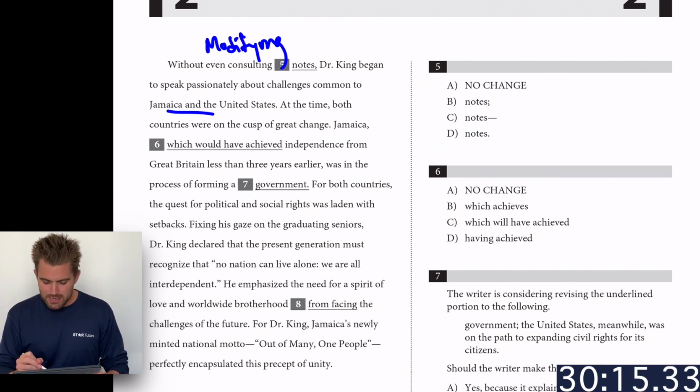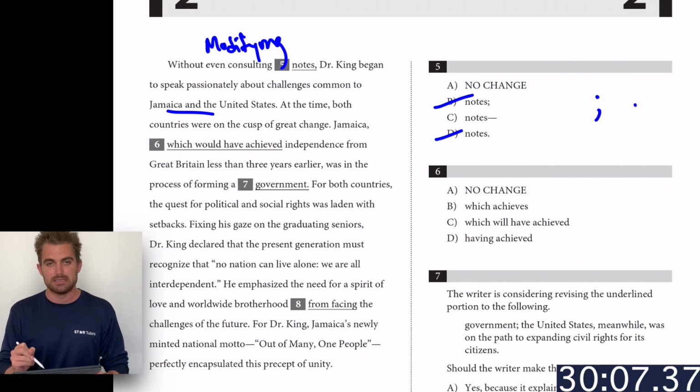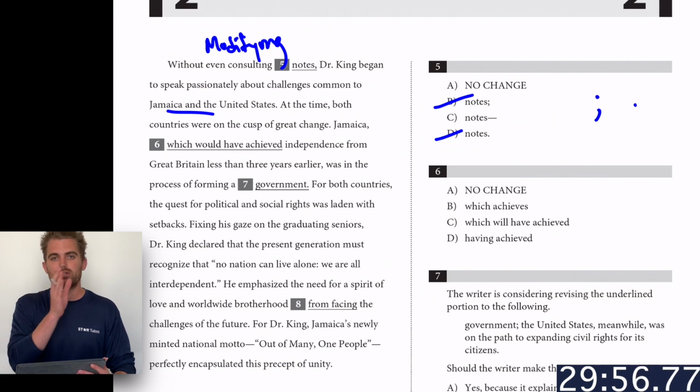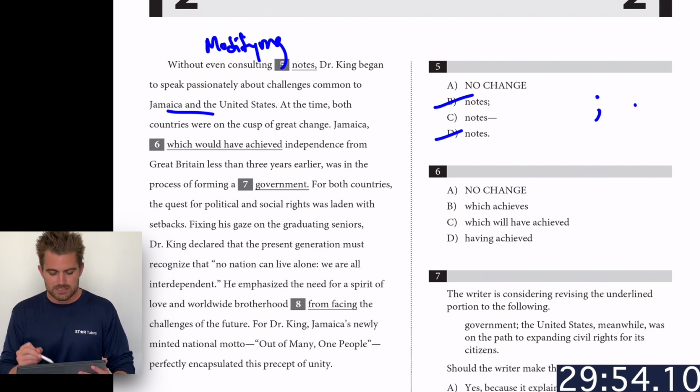More importantly, we can eliminate answer choices B and D right away for one reason. If you see a semicolon or a period at the same point, just as they are in B and D on the SAT Writing and Language section, you can immediately eliminate both answer choices, because a semicolon, for the purposes of the SAT Writing and Language section, 99% of the time is going to separate two full sentences, two independent clauses. And a period does the exact same thing. So if a semicolon and a period serve the same purpose, they both can't be right, thus they are both wrong. Without even consulting notes, comma, Dr. King began to speak passionately. That's definitely got to be A. It's a modifying phrase followed by a full sentence, an independent clause.